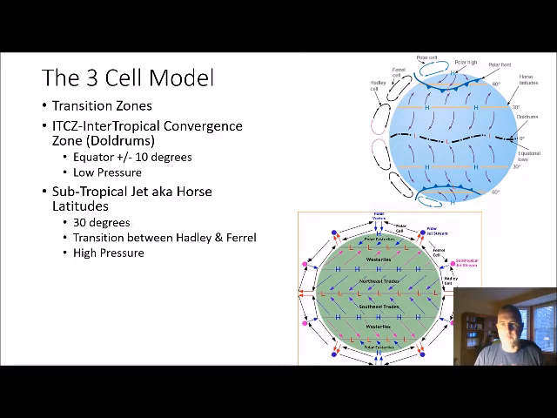It's an area of high pressure. Again, you have sinking air there, and so this spreads back out, and that creates the wind belts in both directions. You have the subpolar jet, which is also the separation between the Ferrel and the polar cells, also known as the polar front.